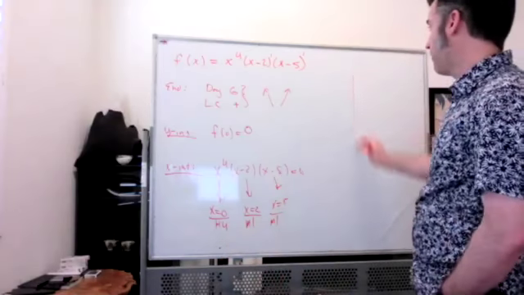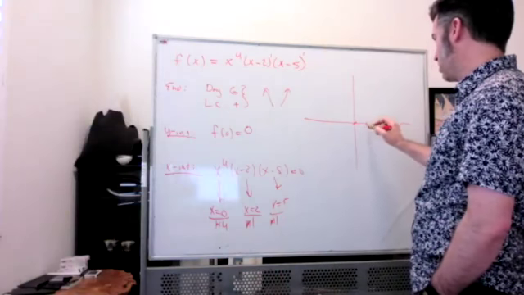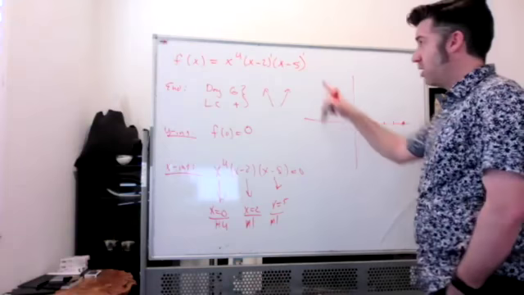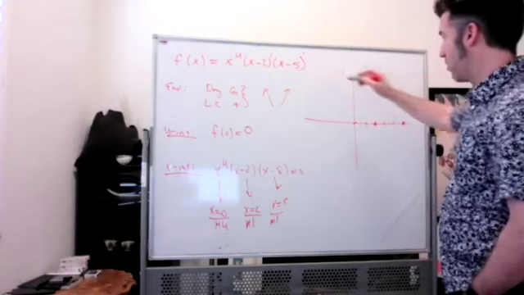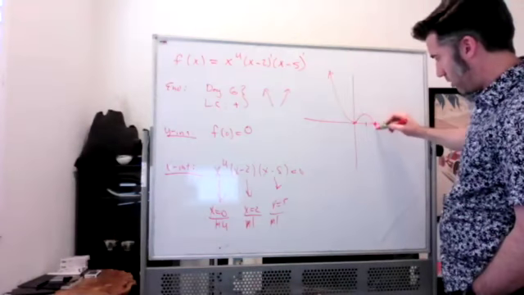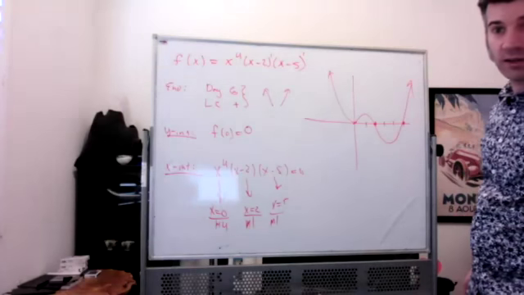So our graph has intercepts at 0, 2, and 5. Up on the left, up on the right. So we're up, come down, we bounce at 0, we go through at 2, we curve through at 5. That's what it looks like.